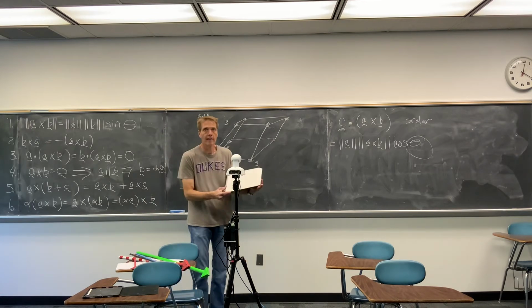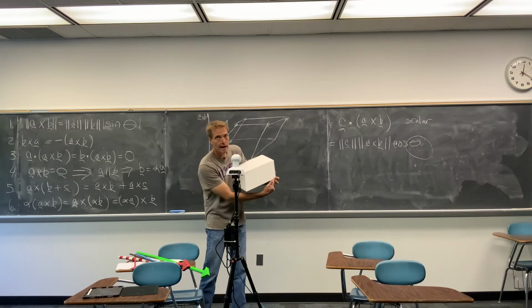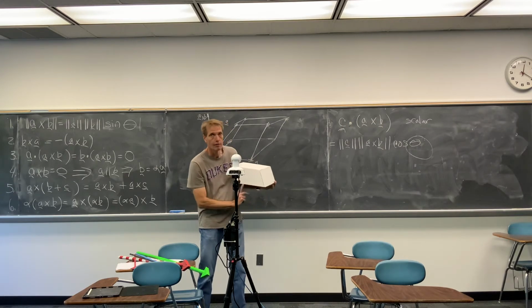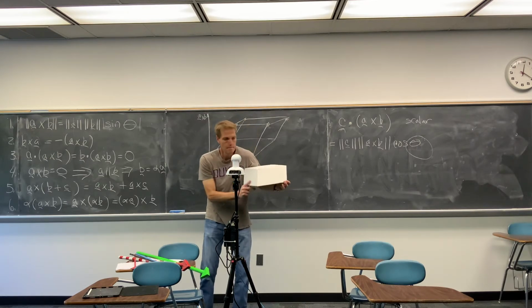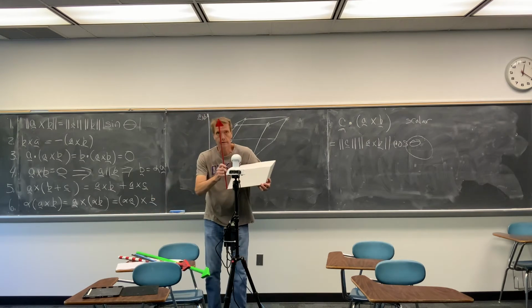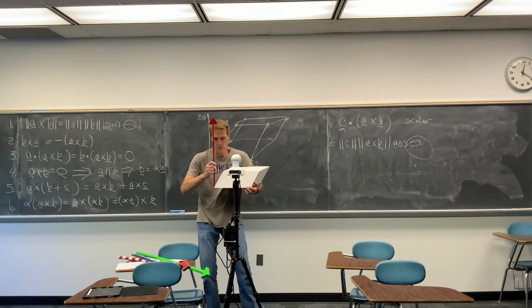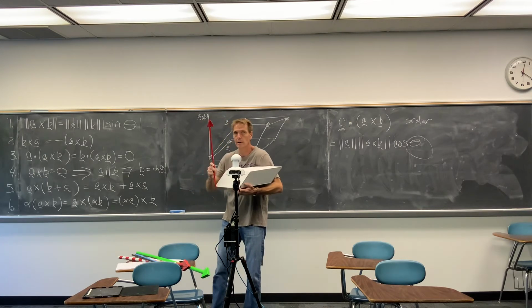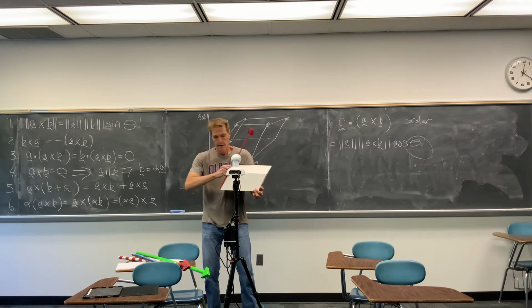So again, if I have my parallelepiped here, this is the vector A down here. This is the vector B over here. This is the vector C. This red vector here would be which vector? This red vector would be A cross B. So now theta would be the angle between this red vector and this vector here.